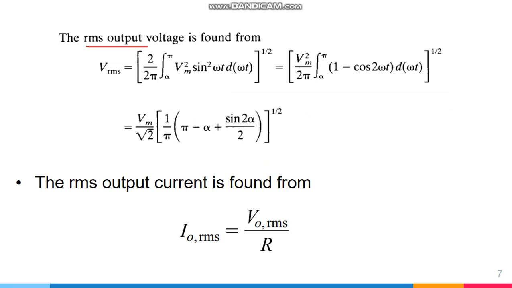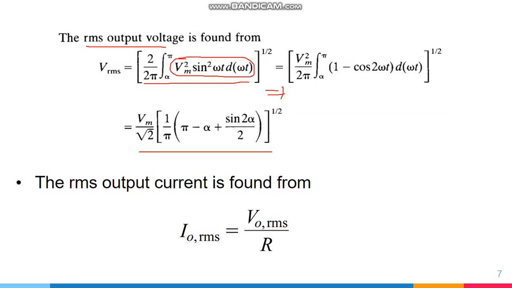Now we have to calculate the RMS output voltage. It can be calculated by taking the square of this expression V is equal to Vm sin omega t, solving this whole integral, and then taking its square root. Hence root mean square value. So from this step we move towards this step, and in terms of alpha, this is our final expression for the RMS value of the output voltage. So if we know the value of alpha, we can put it over here and we can get the corresponding RMS value.